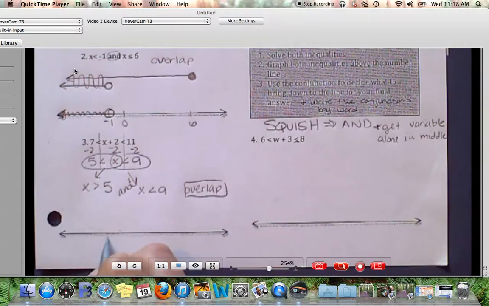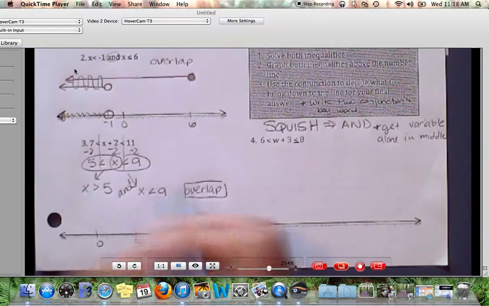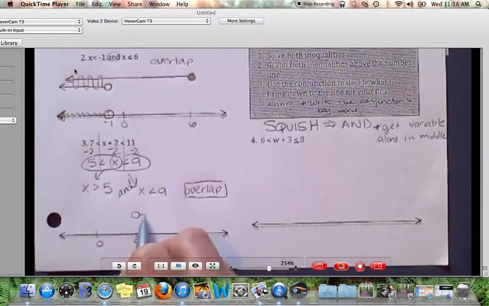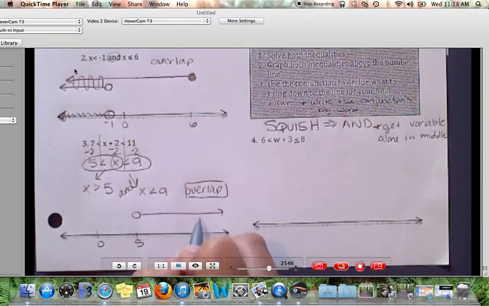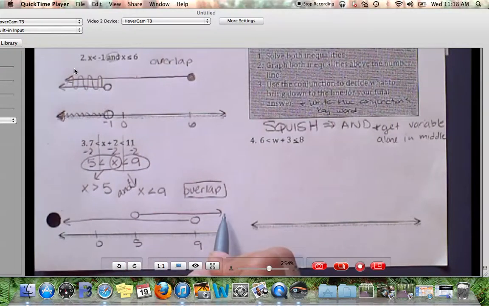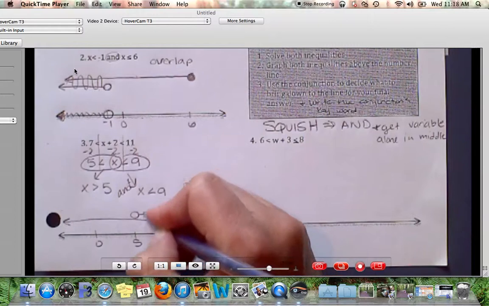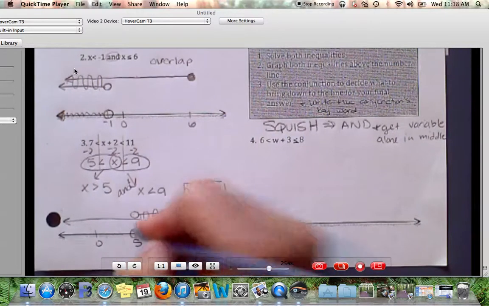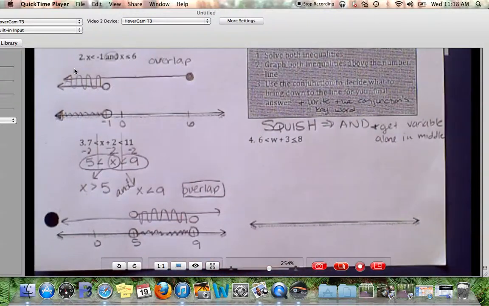All right, so we've got 0, 5, and 9. X is greater than 5, so that's an open circle at 5 and everything to the right. X is less than 9, so that's an open circle at 9 and everything to the left. Draw those arrows till the end of the number line. We want to find where they overlap, which is right here. So bring this end point down, bring this end point down, and just graph the place where they overlap.